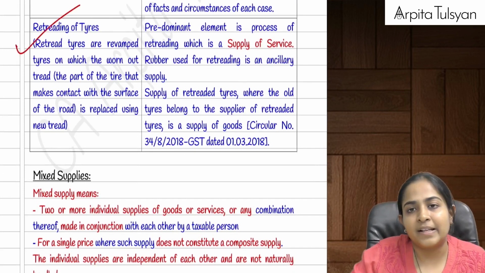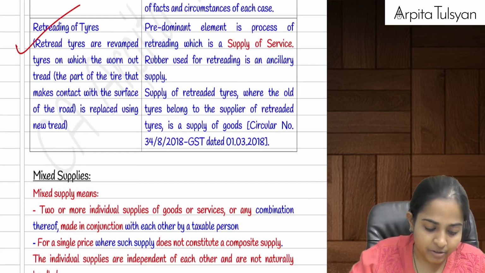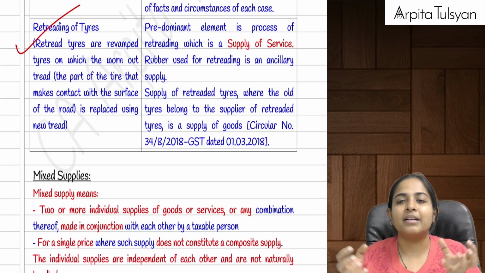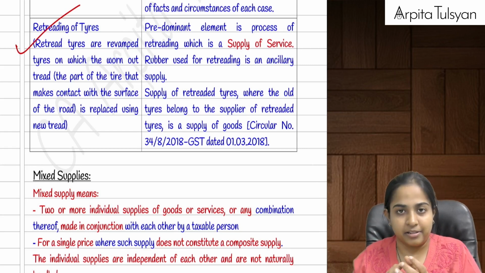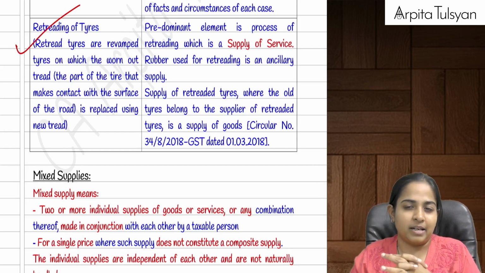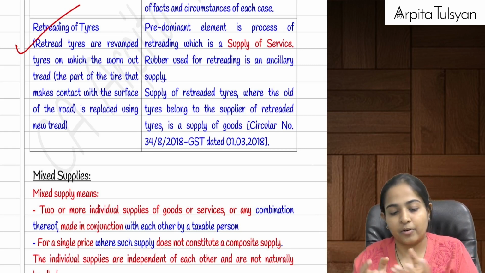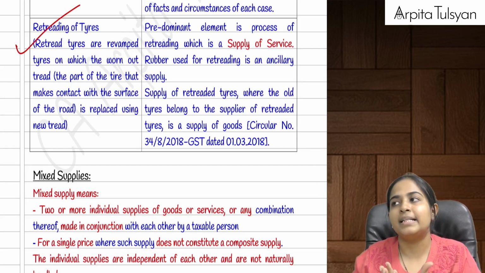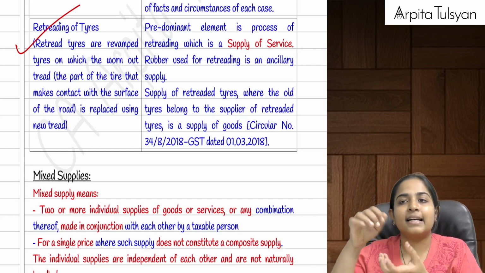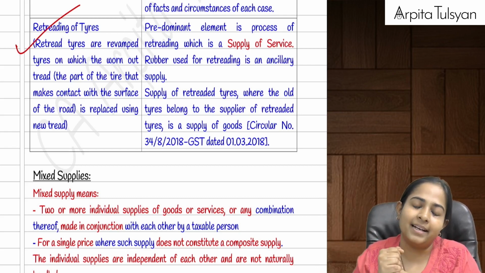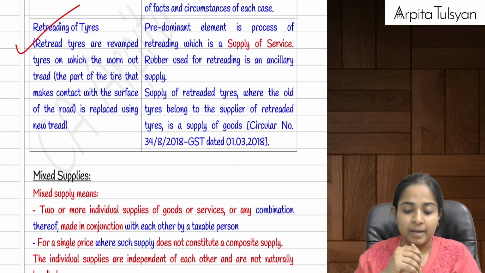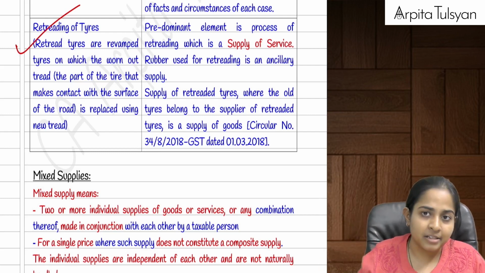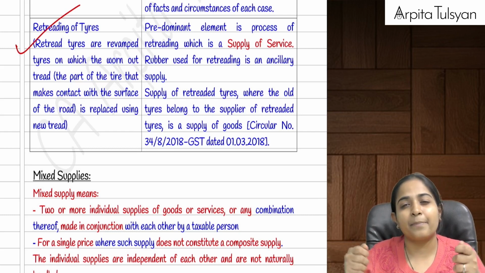And then next one, that is rethreading of tires. Okay, rethreading of tires means what? Now there are some worn out tires, very old, damaged tires. And then you go to these people who provide these services and he does some work on it and he does the revamping of the tires. So can we say he is doing a rethreading of the tires? So here the principal supply will be the supply of service.